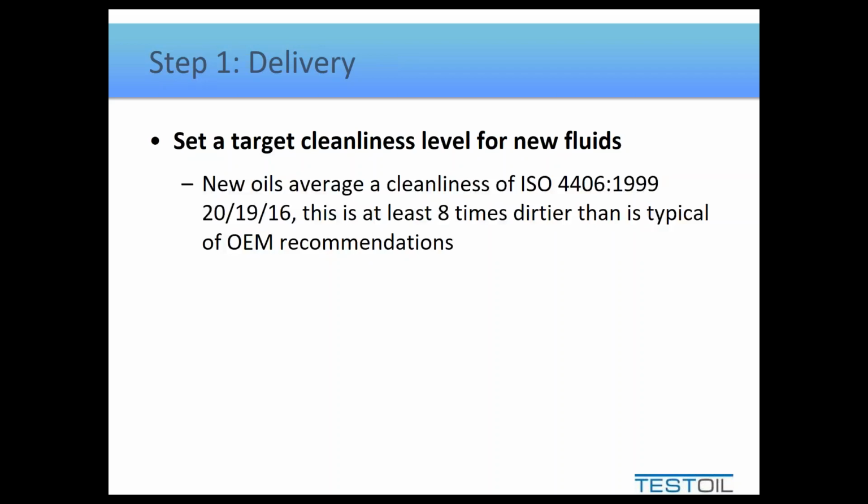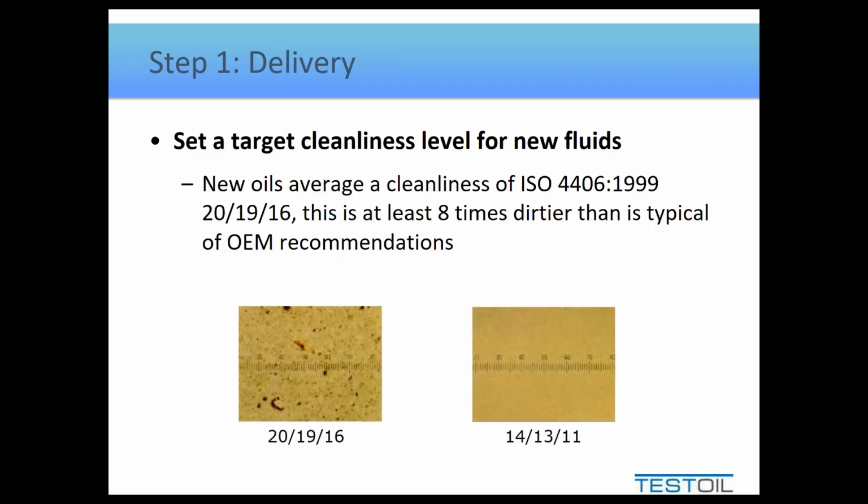And what I'm suggesting to you is that 20/19/16 is about 8 times dirtier than would be typical of an OEM recommendation. Now, where I'm getting this is that 20/19/16, as you can see on the left there, is at least 3 codes higher than what would be recommended by an OEM. Now, the picture on the right, that happens to be a hydraulic OEM cleanliness, and that, as you can see, is approximately 6 codes lower.